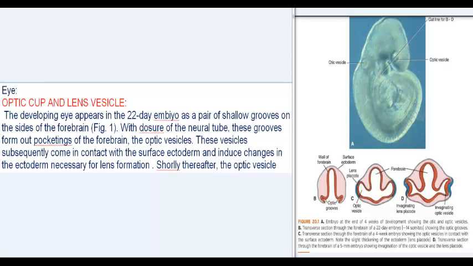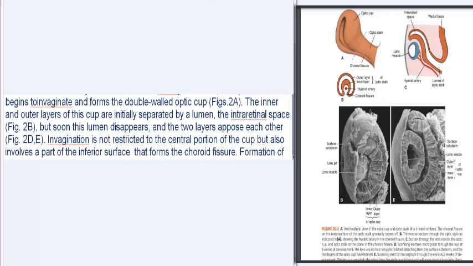Shortly thereafter, the optic vesicle begins to invaginate and forms the double-walled optic cup, Fig. 2a. The inner and outer layers of this cup are initially separated by a lumen, the intraretinal space, Fig. 2b, but soon this lumen disappears, and the two layers appose each other, Fig. 2de. Invagination is not restricted to the central portion of the cup but also involves a part of the inferior surface that forms the choroid fissure.